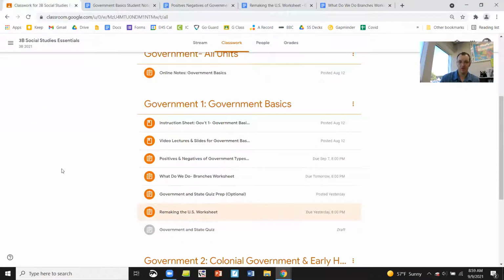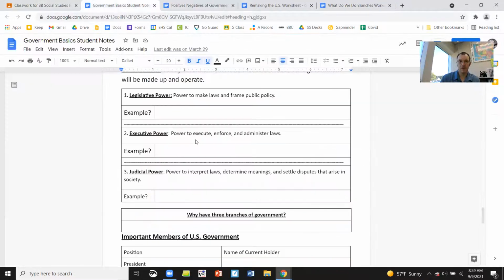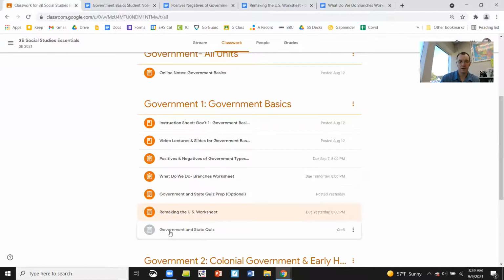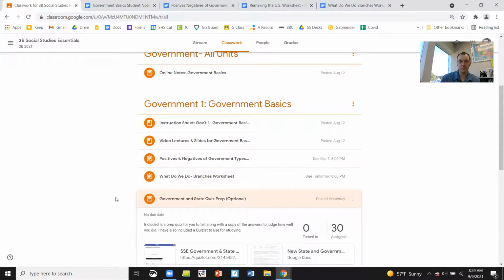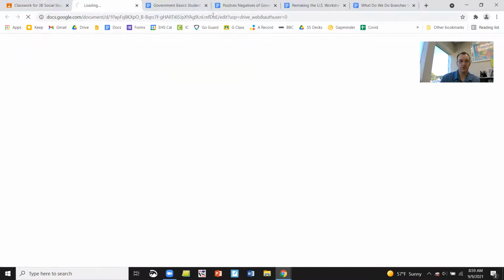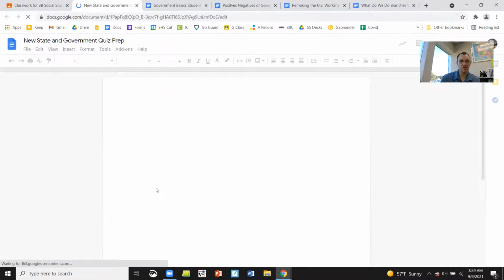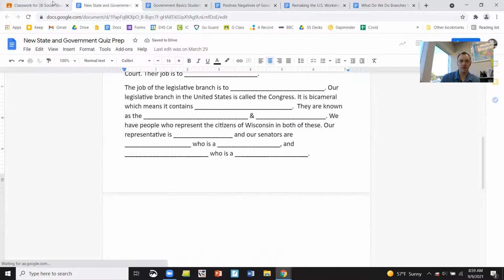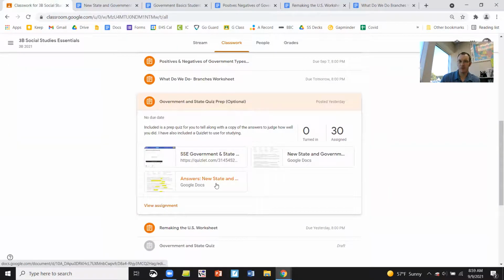So the quiz is going to be next Tuesday. Basically, if they know the information on this notes packet here, they're in good shape. But I do have resources too. So if you want to help your student prep, there's these government and state quiz prep materials. You have a Quizlet that they can study from. There is this fill in the blank sheet here with different elements of government and people, and they can try to fill that in correctly. And then I do provide the answer sheet here for them to check as well.